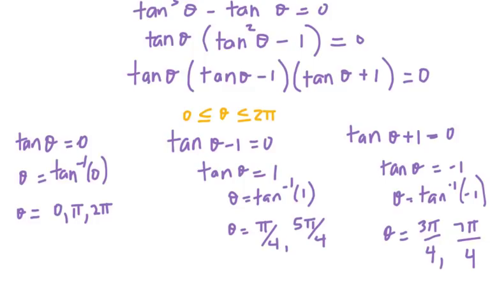So the solution to our answer would be this one, and this. So theta is equal to 0, pi, 2 pi, pi over 4, 5 pi over 4, 3 pi over 4, and 7 pi over 4.